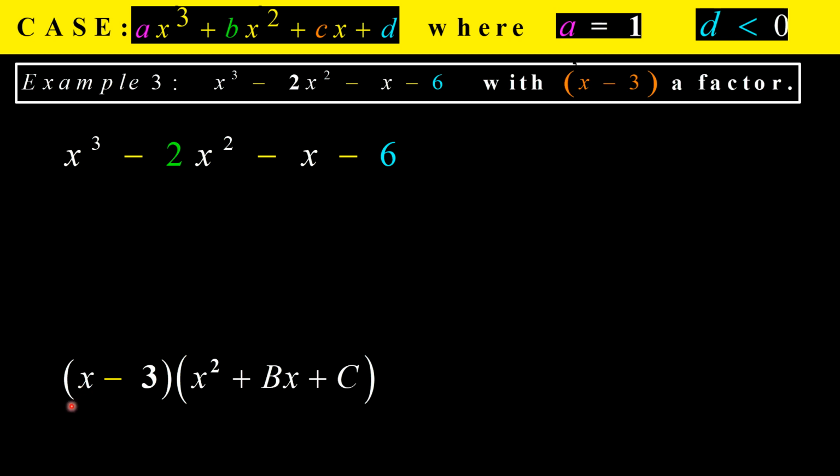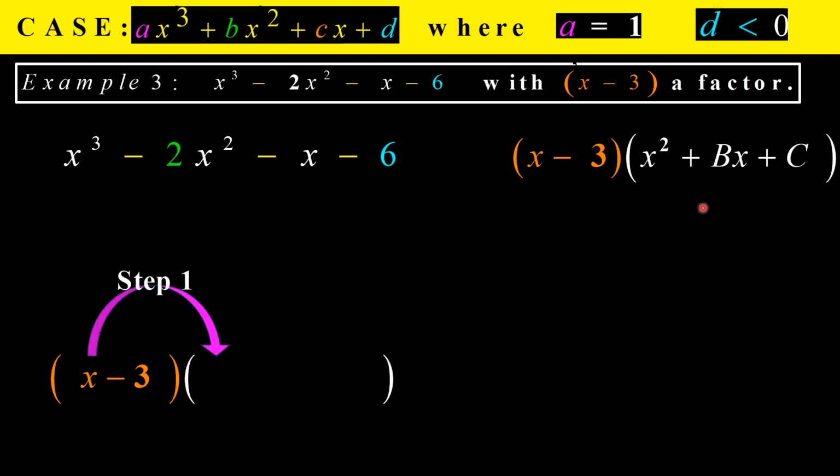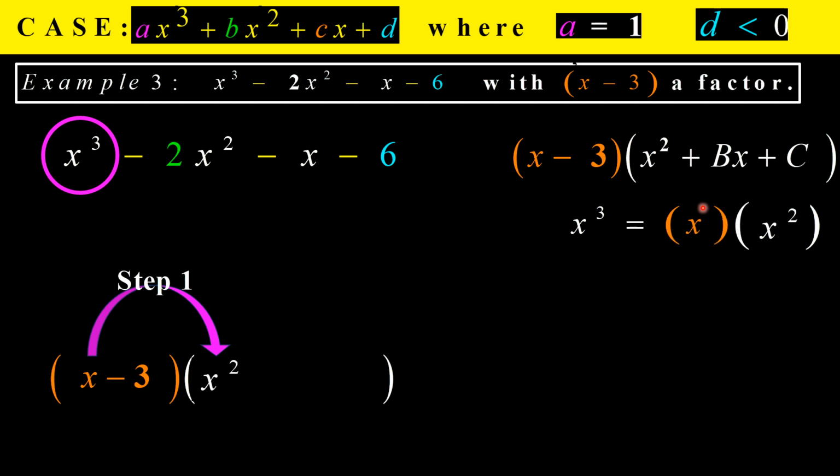What do I want to get? I've got the given linear. I have to find the quadratic, right? In other words, I need to find this quadratic. See, the x minus 3 is given. I want to find the quadratic, and I'm just doing that by inspecting what I've got there. So x with what gives me x cubed? That's right, x with x squared. So my first term of my quadratic is x squared.